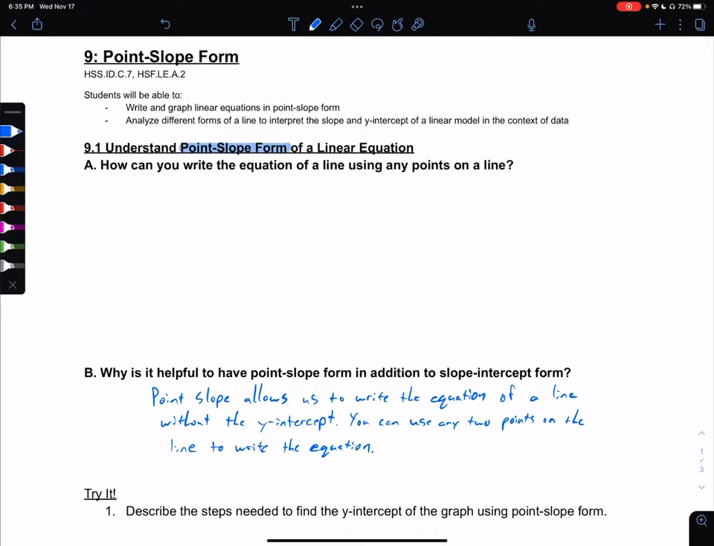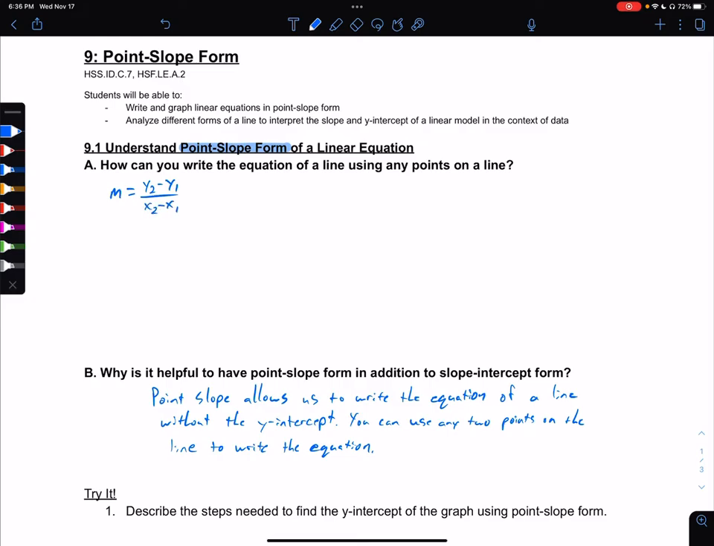Here we're going to look at topic 9, example 1, understand point-slope form of a linear equation. So A, how can you write the equation of a line using any point on a line? What we're going to do here is show how we derive the point-slope form, and that comes from the slope formula. So m equals y2 minus y1 over x2 minus x1.